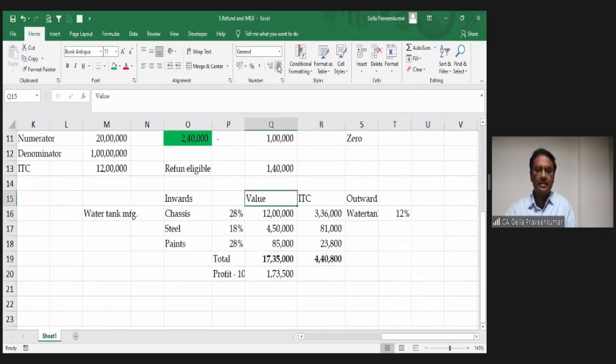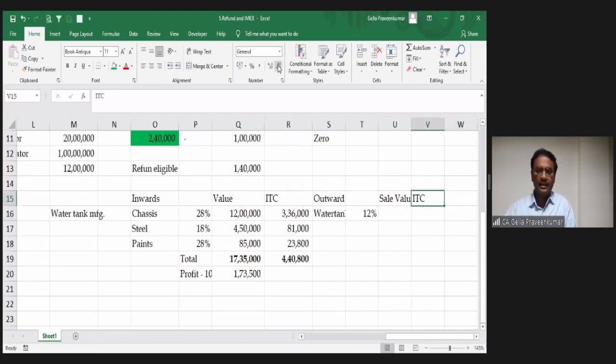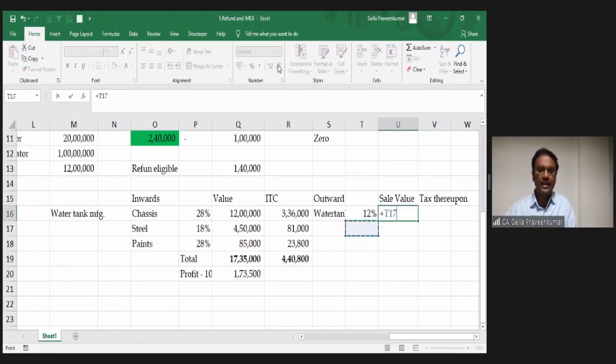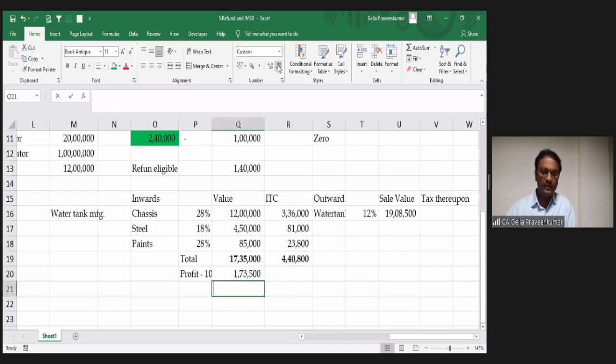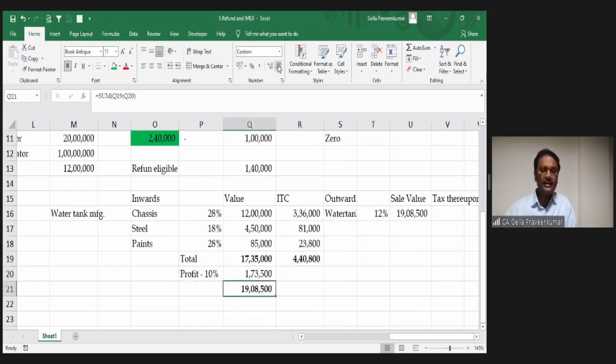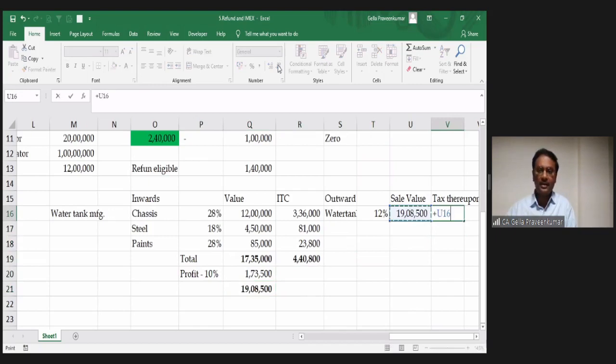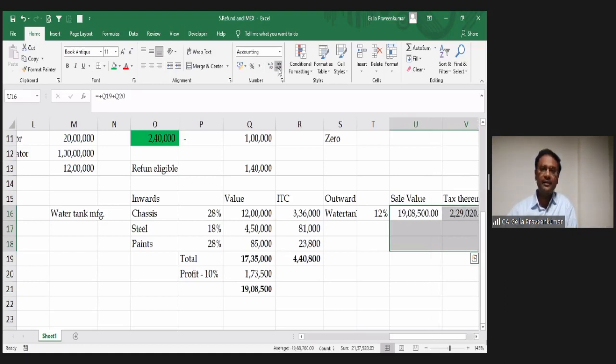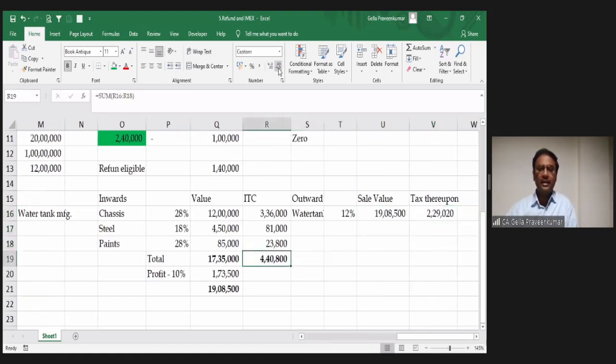So what happens here? Let me capture my output tax here. My sale value and tax thereupon. Now, my sale value happens to be 17,35,000 plus 1,73,000, that is 19,08,500. On my purchase, I had a profit margin of 10%, and my total sale value happens to be 19 lakh. And I'm going to pay my output tax of 12%, right? This is my tax for the month. Now, my purchase input tax credit is 4,40,000. My tax paid on outward supply is 2,29,000.